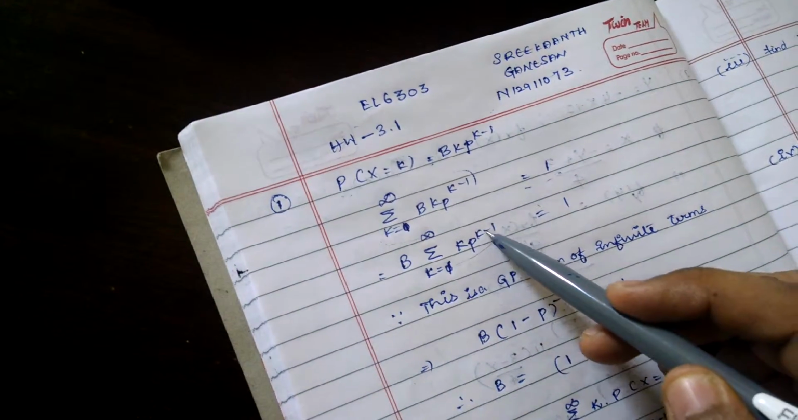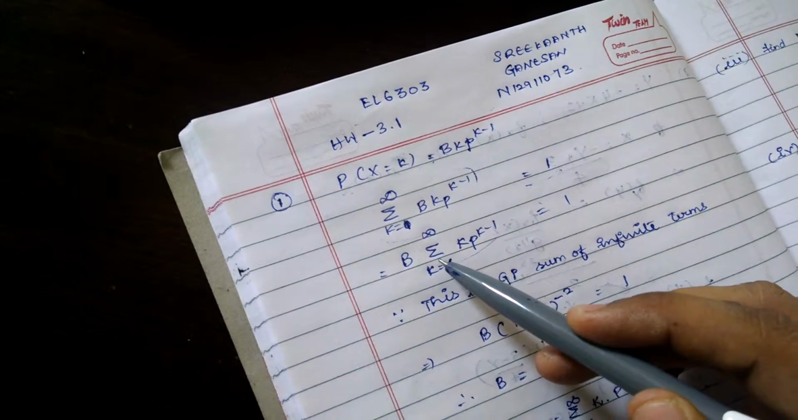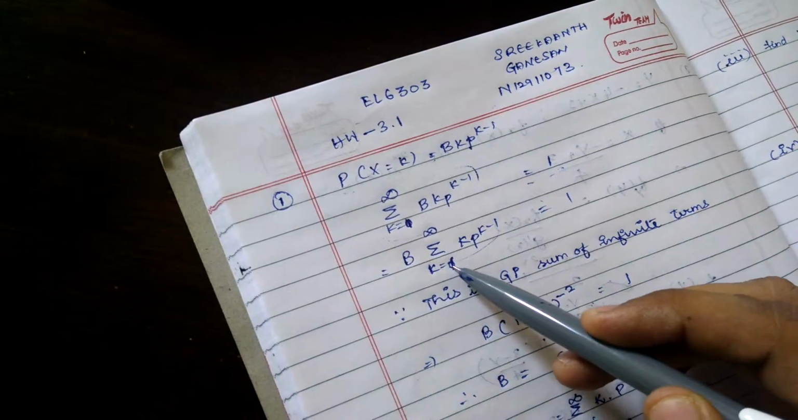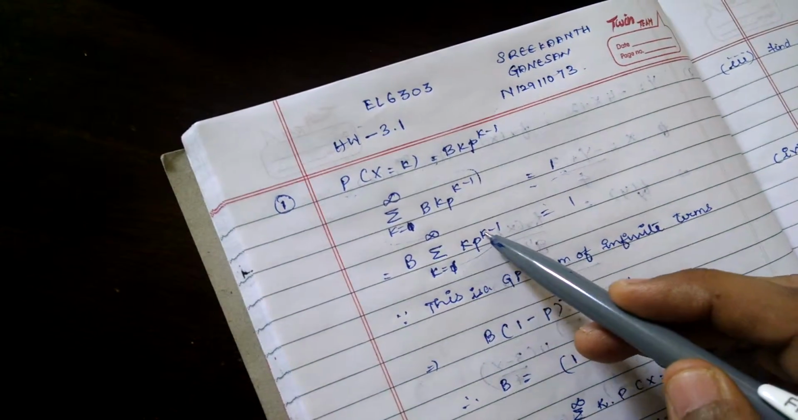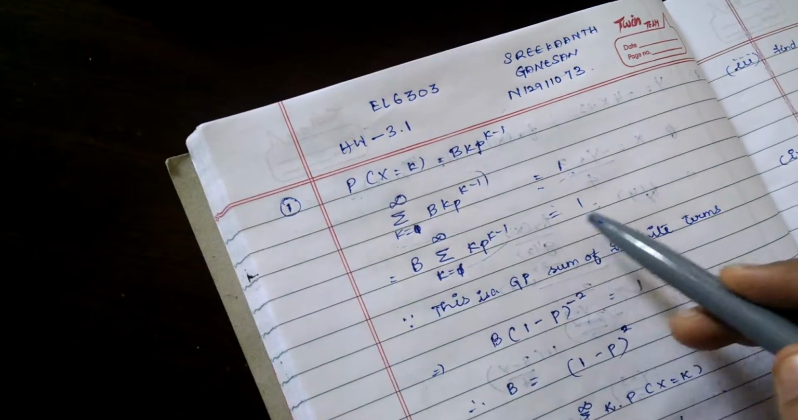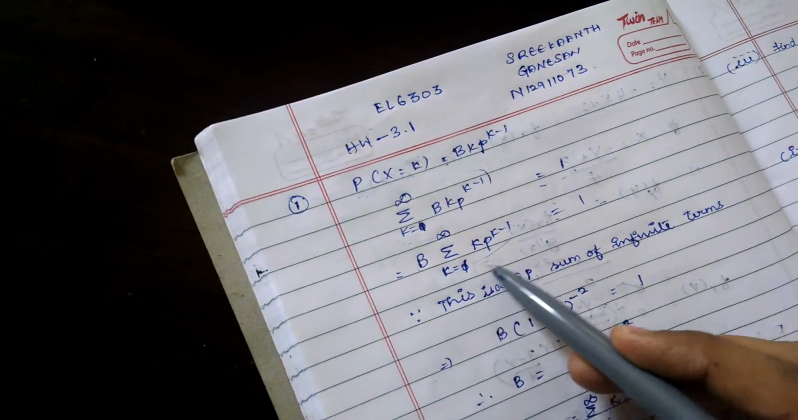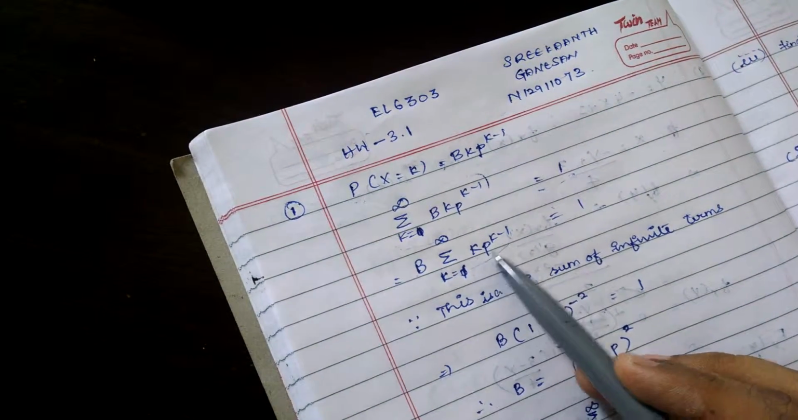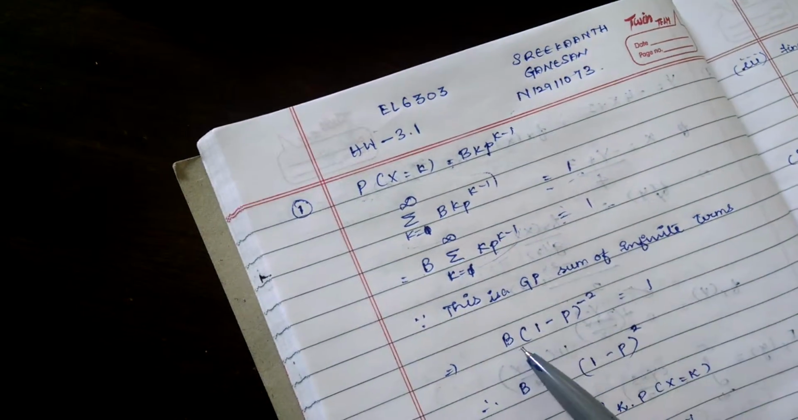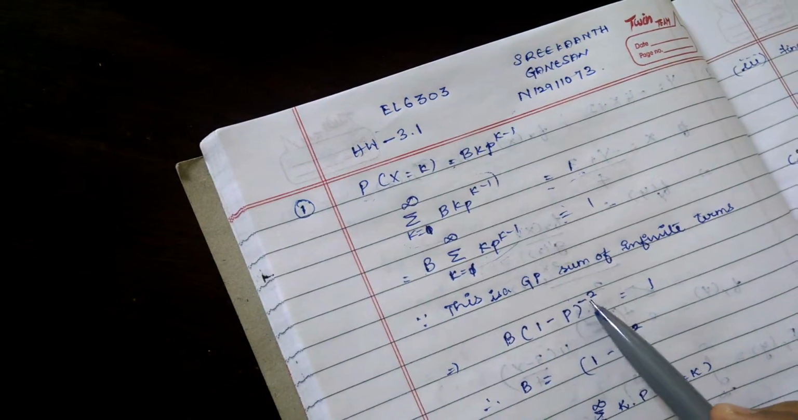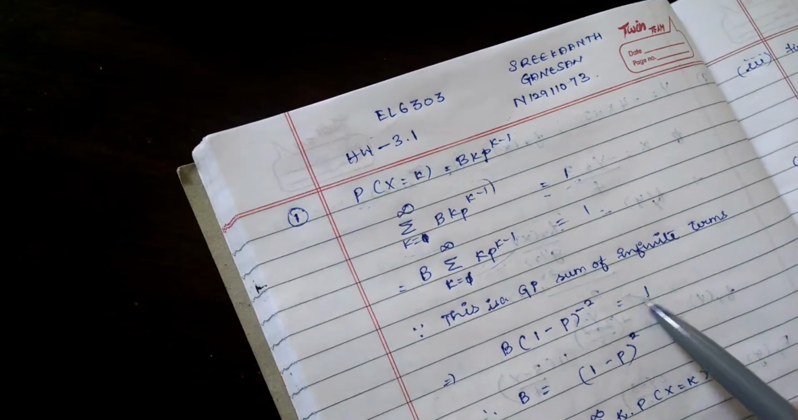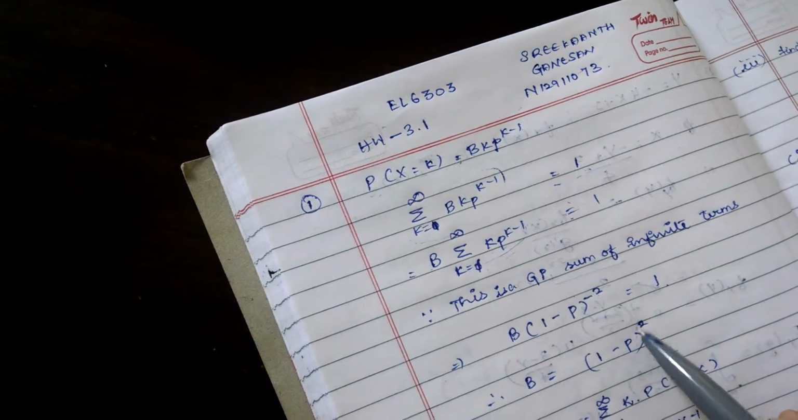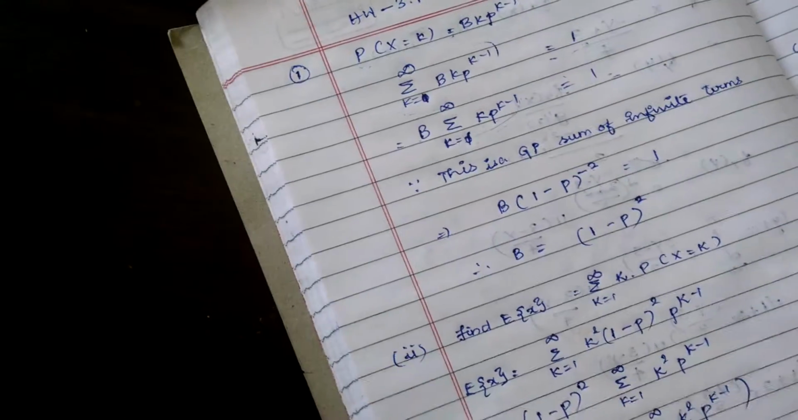Therefore, when we do this, we get the summation of k from k equal to 1 to infinity, k times p to the power of k minus 1, into b, is equal to 1. We know that this particular part is a GP. Therefore, the sum of the GP of infinite terms in this particular format is b into 1 minus p to the power of minus 2 is equal to 1. Therefore, b is equal to 1 minus p, the whole to the power of 2.